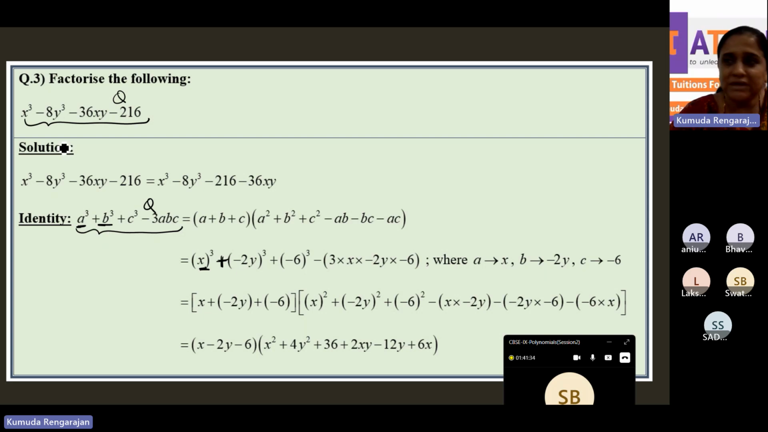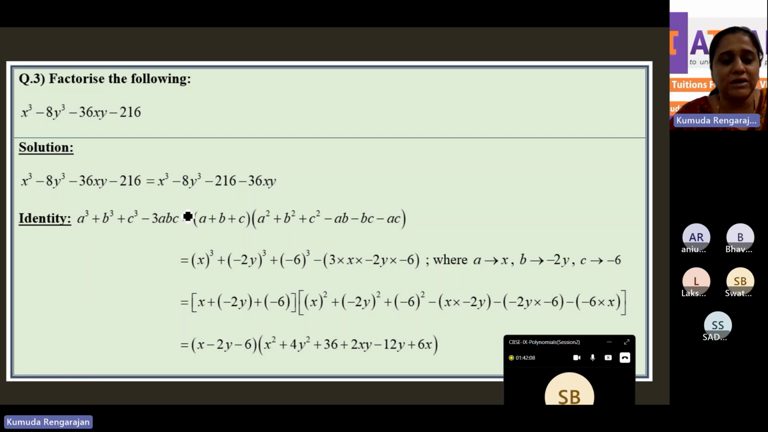So plus b cubed. What is b cube? Minus 8y cubed, so it will be minus 2y the whole cube, because minus 2y into minus 2y into minus 2y is only minus 8y cubed. Then plus c cubed, so outside it is plus c cubed, minus 6 the whole cube, because minus 6 into minus 6 into minus 6 is minus 216.